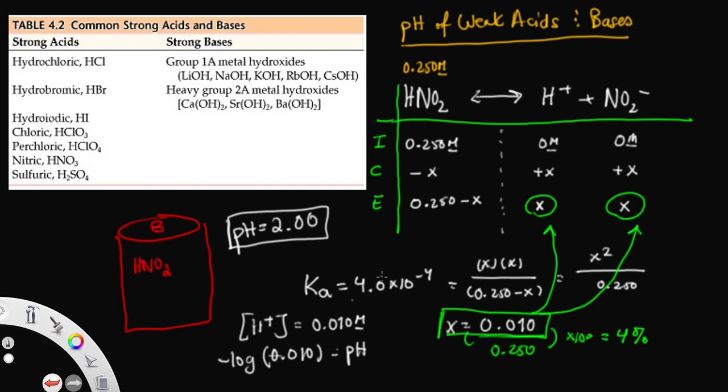I may have to cut this video short and make a separate video for weak bases, but it's essentially going to be the same method with just one extra step.